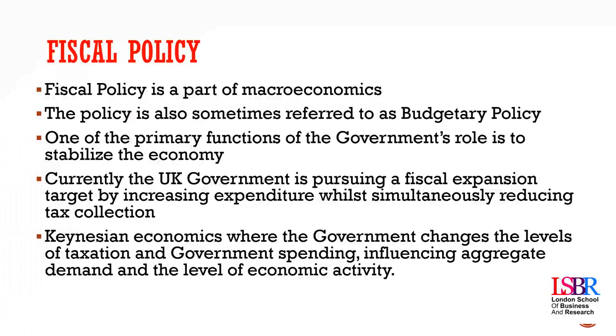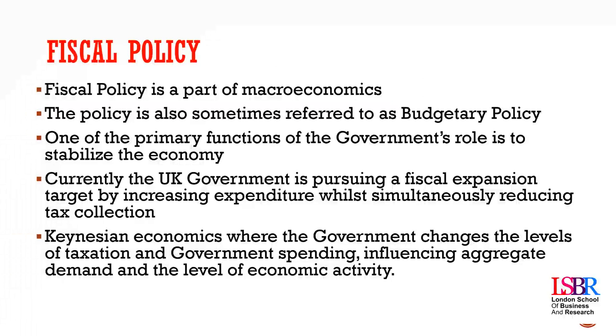Now, one of the primary functions of the government's role is to do what we say is stabilizing the economy. So what does that mean? Well, basically, for example, in periods of high inflation, where prices are going up and perhaps wages are staying constant, or wages aren't reflecting the increase in prices, the government will want to try and mitigate the impact of that. The government doesn't want high inflation. High inflation means things are more expensive, people can't afford to buy, and it can lead to severe issues in the economy.